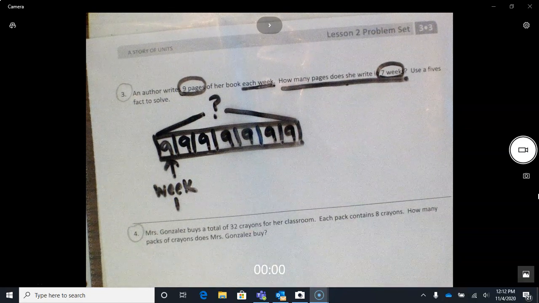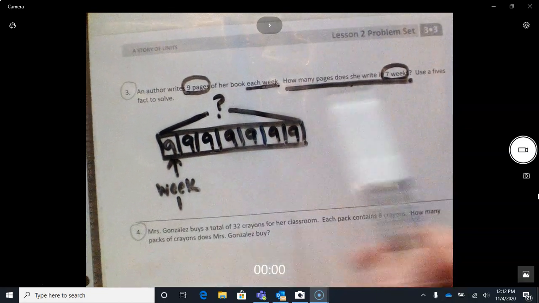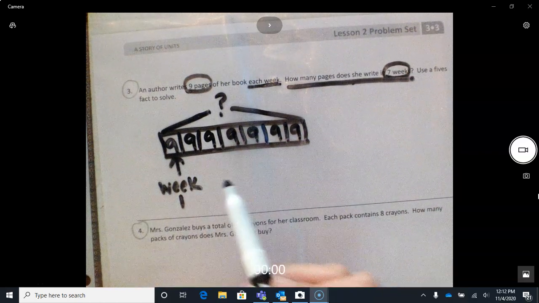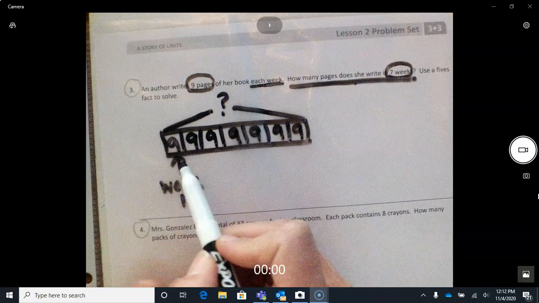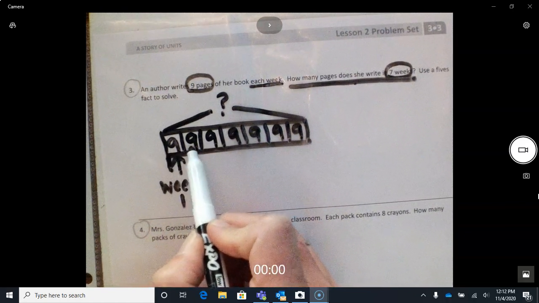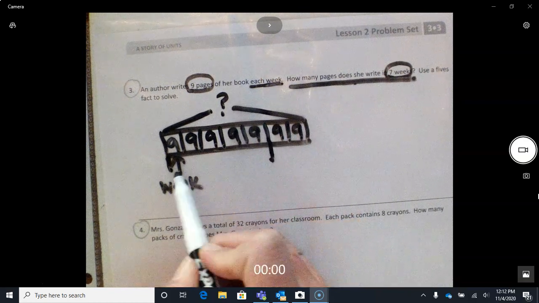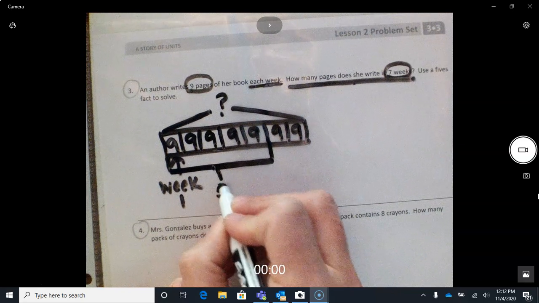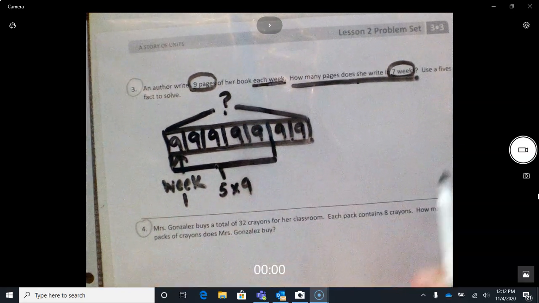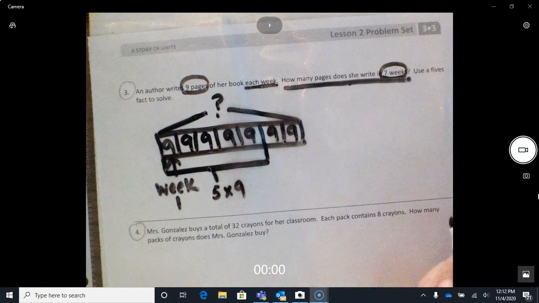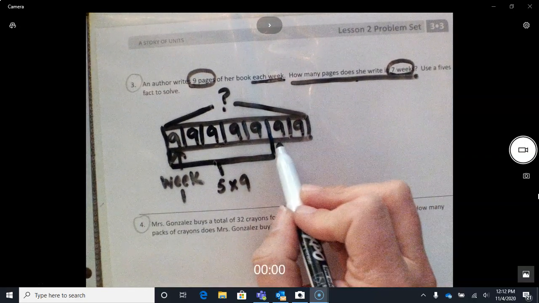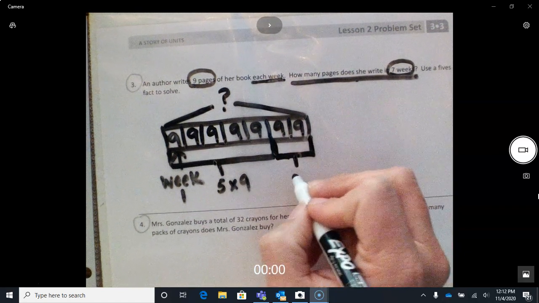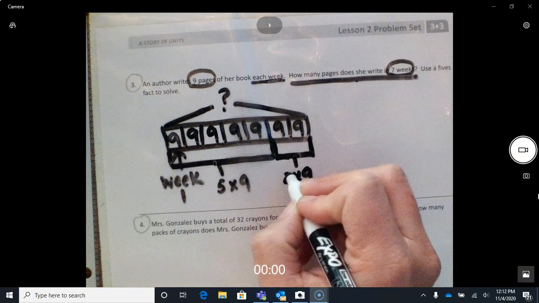All right, so now the problem asks us to use a 5's fact to solve, kind of like what we just did. So let's block off 5 of these 9s. So I'm going to go from here, let's see, 1, 2, 3, 4, 5. So here's our 5 weeks. And I'm going to label this our 5 times 9. And then how many 9s do I have left over? Yeah, let's block these off. And let's label this. Yeah, I have 2 9s left. So that would be the same as 2 times 9.